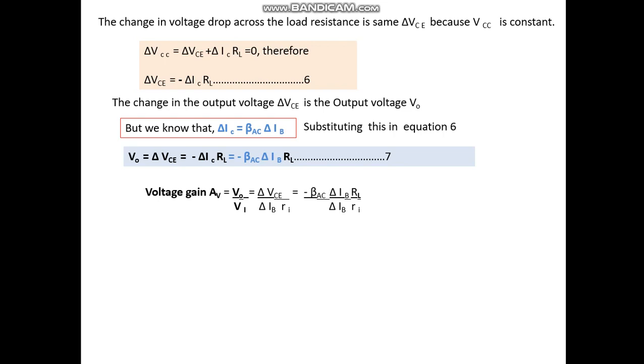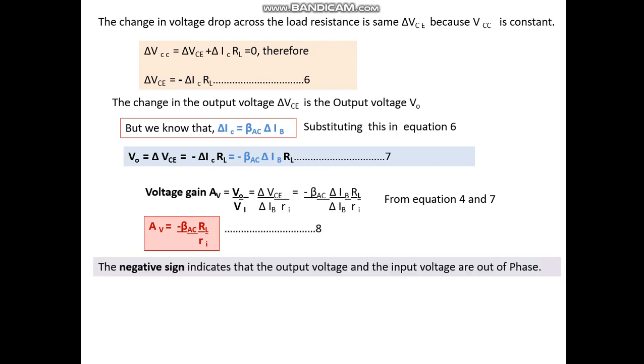The voltage gain AV is equal to the output voltage upon the input voltage, that is equal to VO by Vi, that is equal to delta VC upon delta IB Ri. That is equal to minus beta AC delta IB upon delta IB, which gets cancelled, RL upon Ri. So from equations 4 and 7, AV is equal to minus beta AC RL upon Ri. That's equation 8. The negative sign indicates that the output voltage and the input voltage are out of phase.